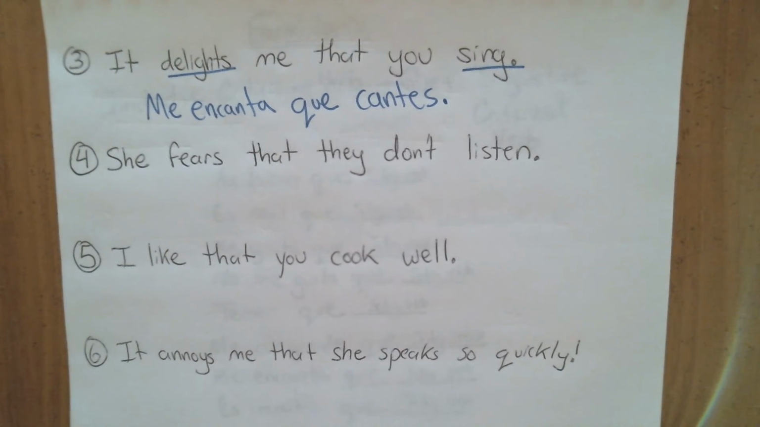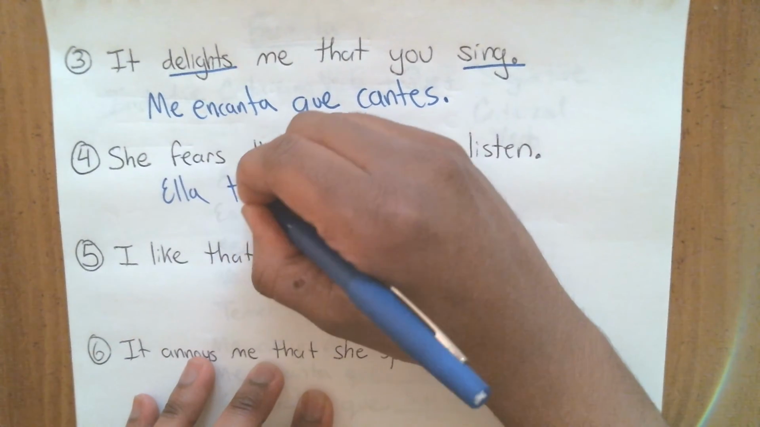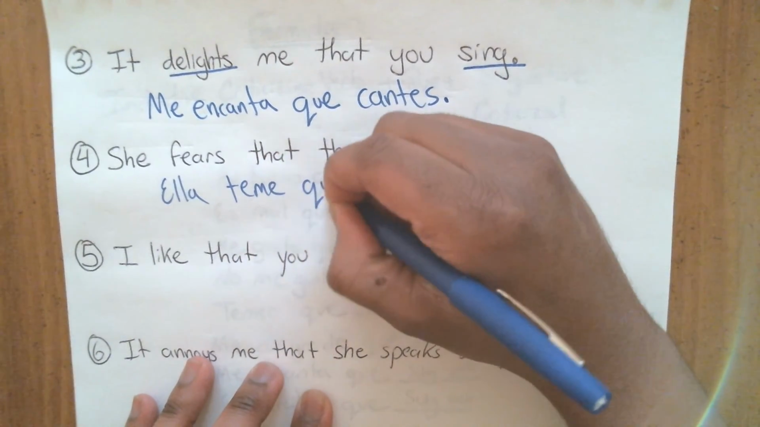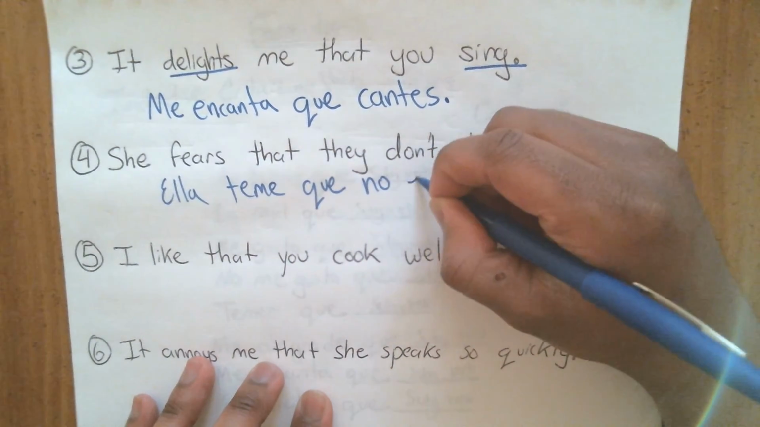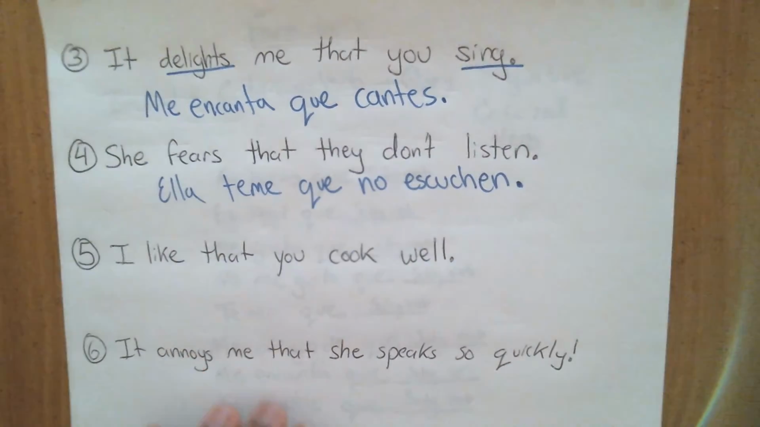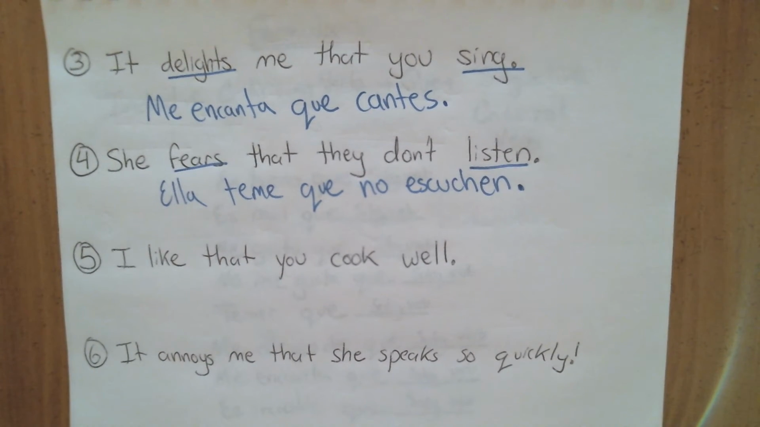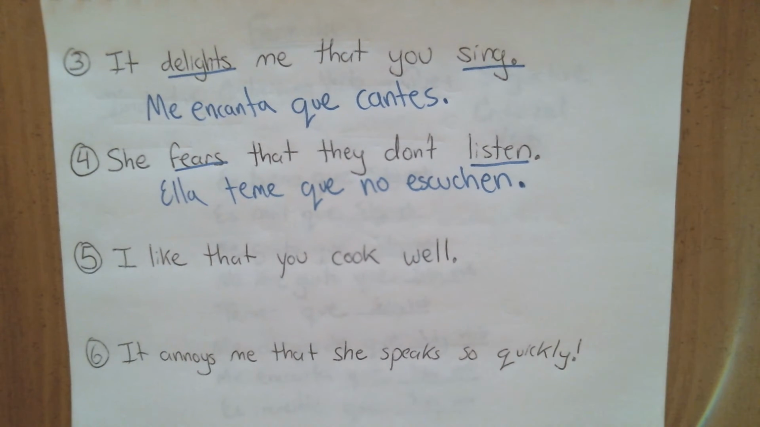She fears that they don't listen. Ella teme que no escuchen. Okay? Because the verb listen is the verb that's being criticized. This is actually a negative criticism. I fear that you don't listen. Now, the fact that you don't listen makes me feel afraid. So this is a negative criticism. She fears that they don't listen. Escuchar is in the subjunctive.